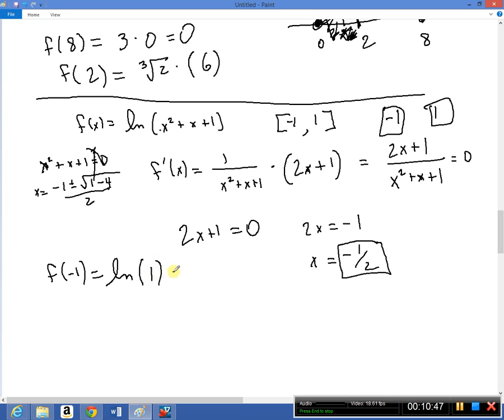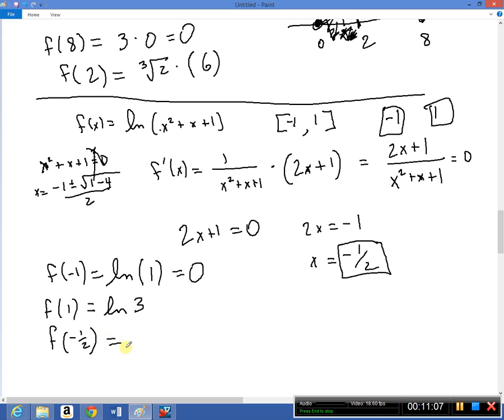Log of 1, I can do that. That's 0. Okay, what's f of 1? f of 1 is natural log of 1 plus 1 plus 1, natural log of 3. I don't know what that is, but it's bigger than 0. I'm sure of that. And what's f of negative a half?